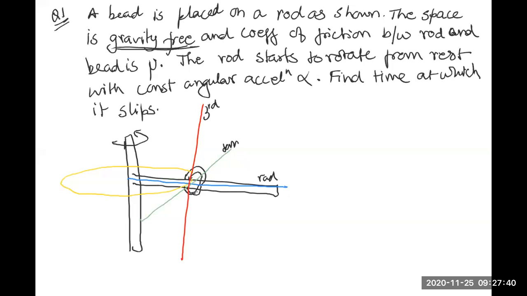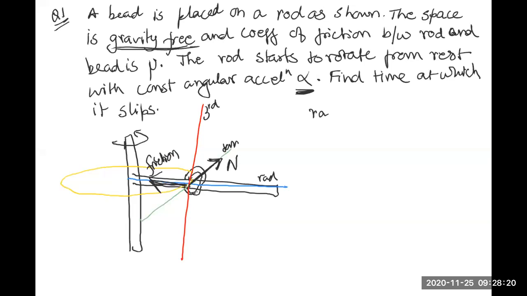Now friction must be parallel to the interacting surfaces. Therefore friction must be like this. Friction must be along the radial direction. यहाँ पे फ्रिक्शन होना चाहिए. And since there is a tangential acceleration, we know that there is a tangential acceleration. The normal reaction must be along the tangential direction.